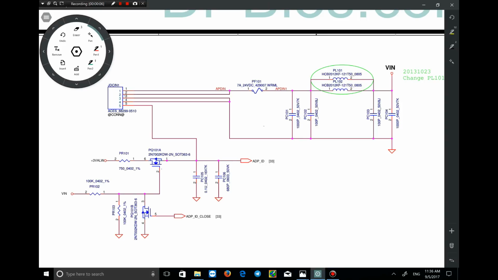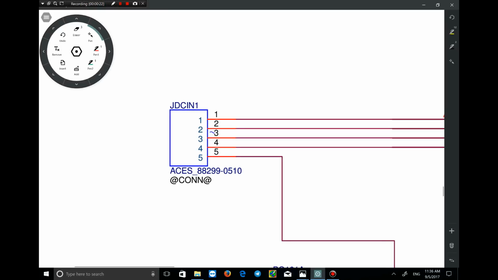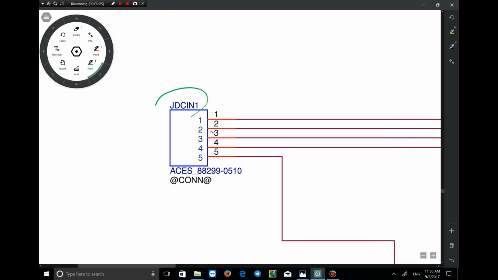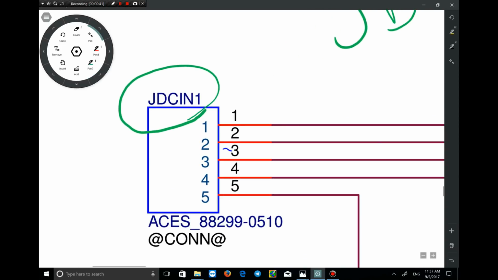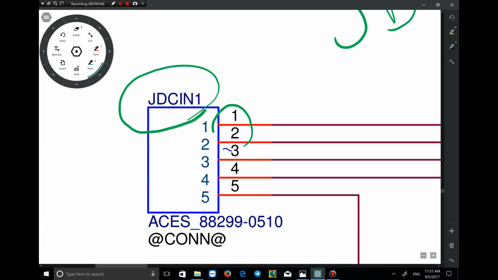I want to analyze the charge circuit of the LA-B102P motherboard, and the revision is 1. I'll start with the input jack of the adapter. As you can see here, the first jack is JDCIN1. It is the power input from the adapter. Pins 1 and 2 of this jack transfer 20 positive volts to the laptop.